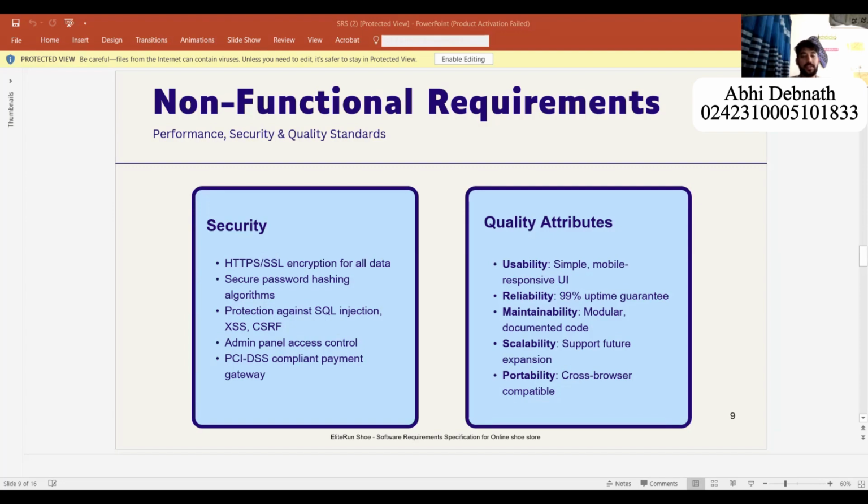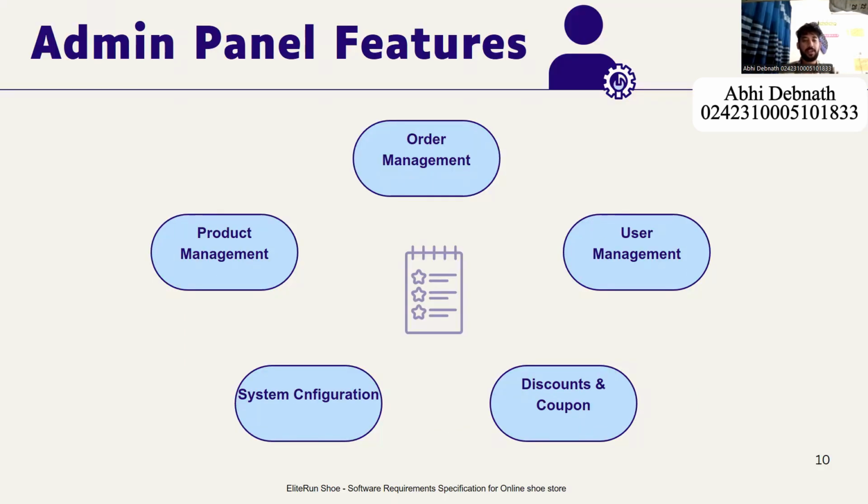The system is built with organization and well-documented code, so developers can update it or fix issues easily. Scalability: as the business grows, the system should be able to handle more users, more products and more sales. And last of all, portability. That means the website should work on the major browsers such as Chrome, Firefox, etc. My next topic is admin panel features.